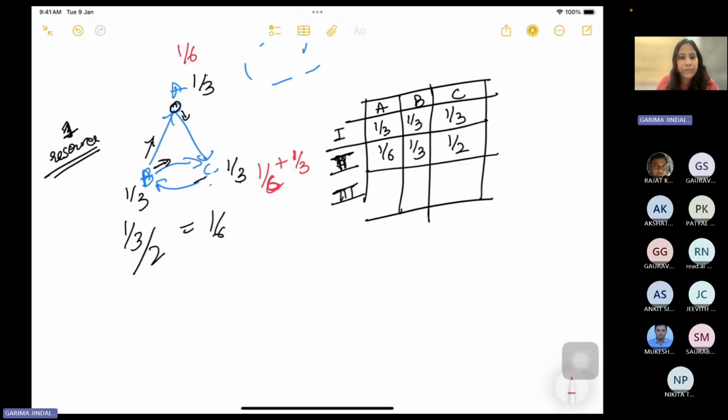Is it clear? Okay, so C had 1 by 3, so it will distribute its 1 by 3 to B. Now in the next step we have A with 1 by 6, B with 1 by 3 and C with 1 by 6 plus 1 by 3, which is 1 by 2.